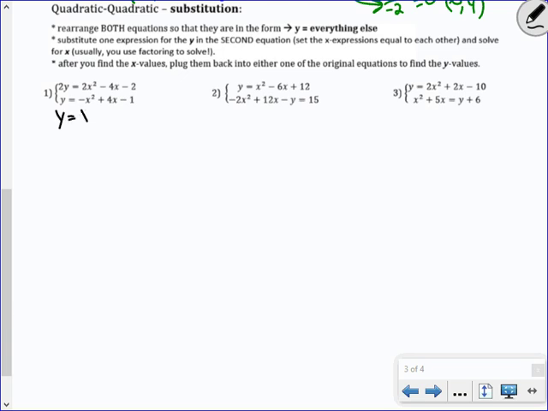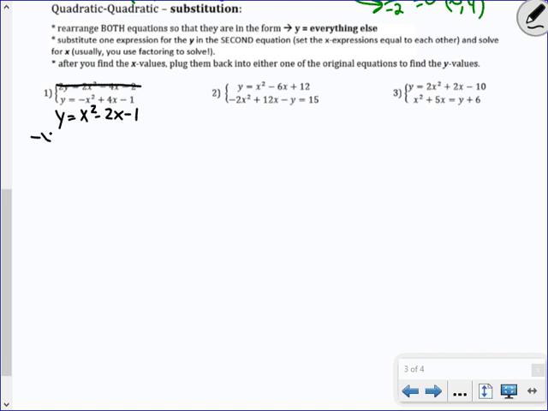The first equation becomes that. I don't have this anymore, I have that. I divide everything by 2. Now it's just y by itself. That's what we want it to be for substitution. So once you fix the first equation, you get this. They're both equal to y, so they're equal to each other. Right? So the next step would be to take this right here and set it equal to this.